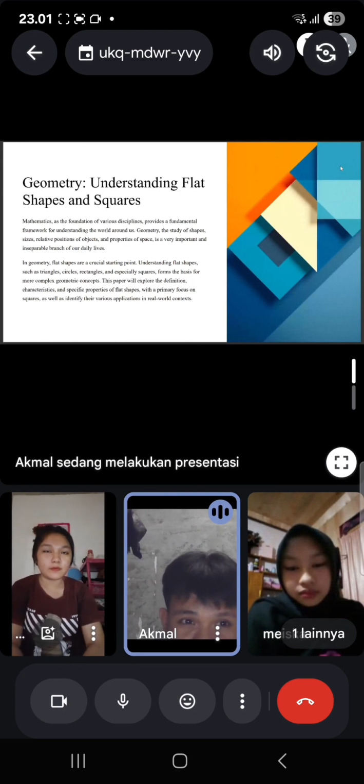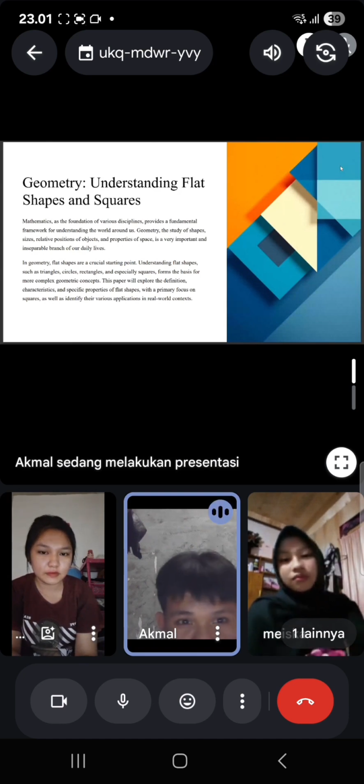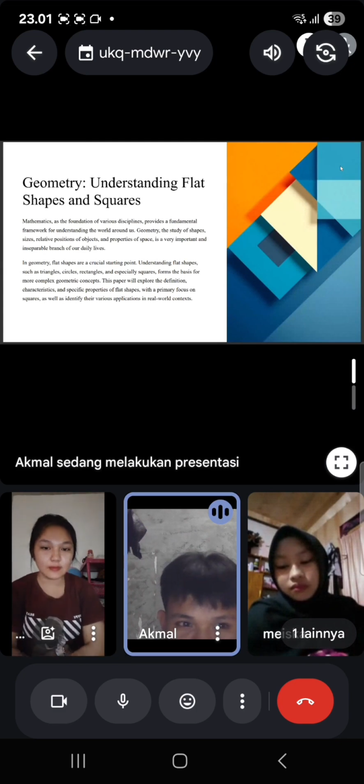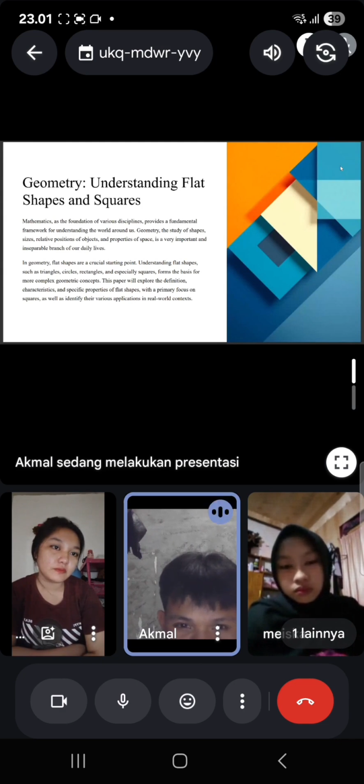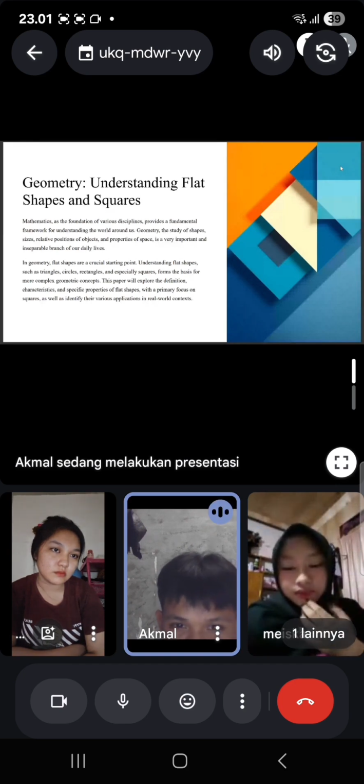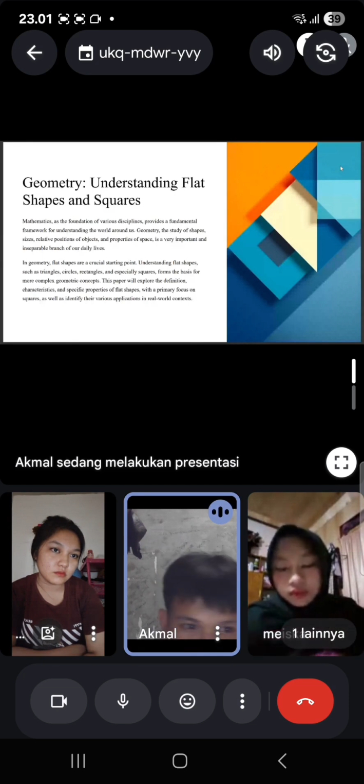Geometry: understanding flat shapes and squares. Mathematics, as the fundamental of various disciplines, provides a fundamental framework for understanding the world around us. Geometry, the study of shapes, size, relative position of objects, and properties of space, is a very important and inseparable part of our daily life.